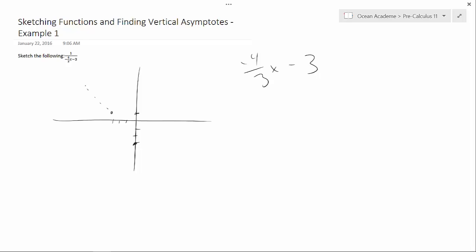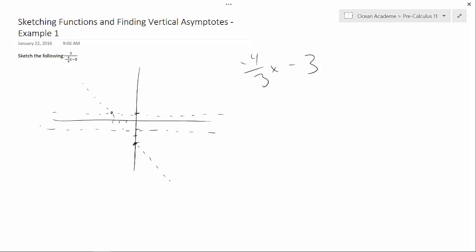So roughly, it would be a line that resembles that dotted line. At this point, I want to also do a dotted line at y equals 1 and y equals negative 1.